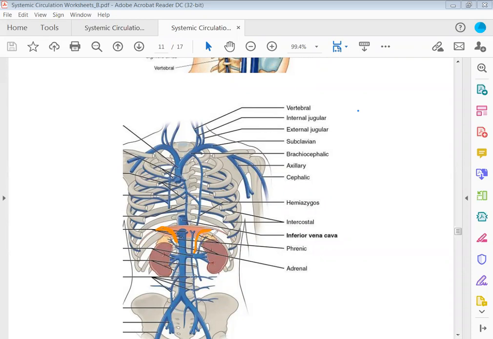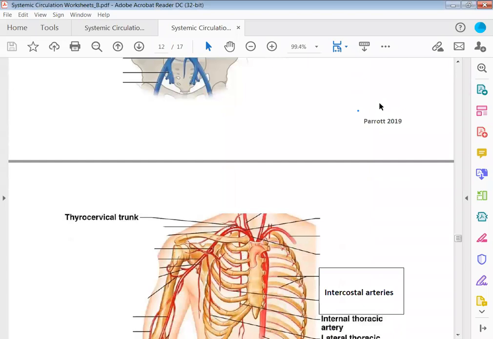And then here you have your adrenal gland. So this vein going to the adrenal glands are going to be your adrenal veins. We're going to erase all that and go to our next picture.